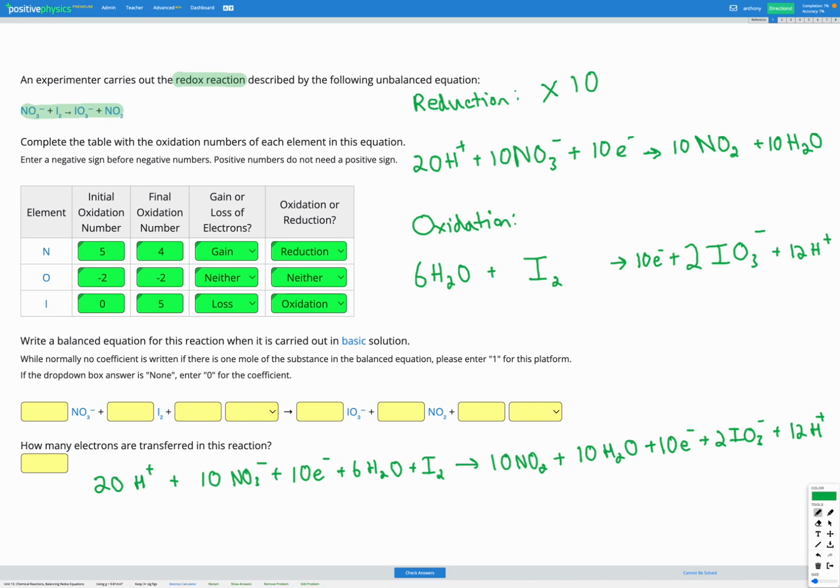Okay, so we're ready to now start cancelling some things out. So anything we've got on the left and the right can cancel. So for a start, we've got 10 electrons on the left and 10 electrons on the right. So I'm going to cancel those out. Next, let's look at our H pluses. On the left, we have 20 H plus. On the right, we have 12 H plus. So those can cancel out a bit. So if we subtract 12 H plus on both sides, on the right, that's just going to cancel out our H plus. On the left, we've got 20 minus 12. That's going to leave us with 8 H plus on the left.